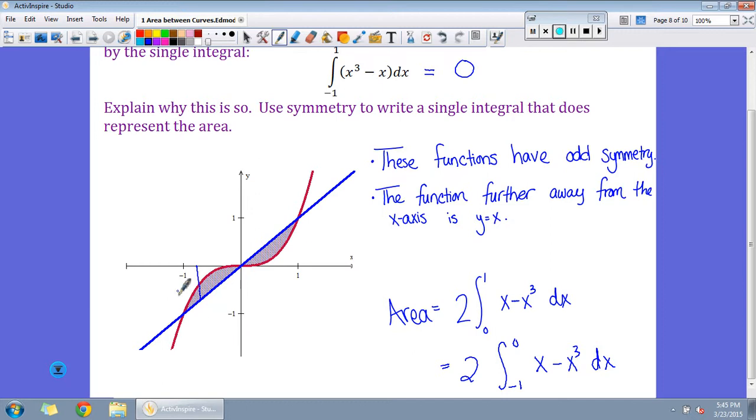We also, when we talk about area between two curves, this area should count as positive even though it's underneath the x-axis, because we're just talking about the area between two curves. It doesn't matter where it is.